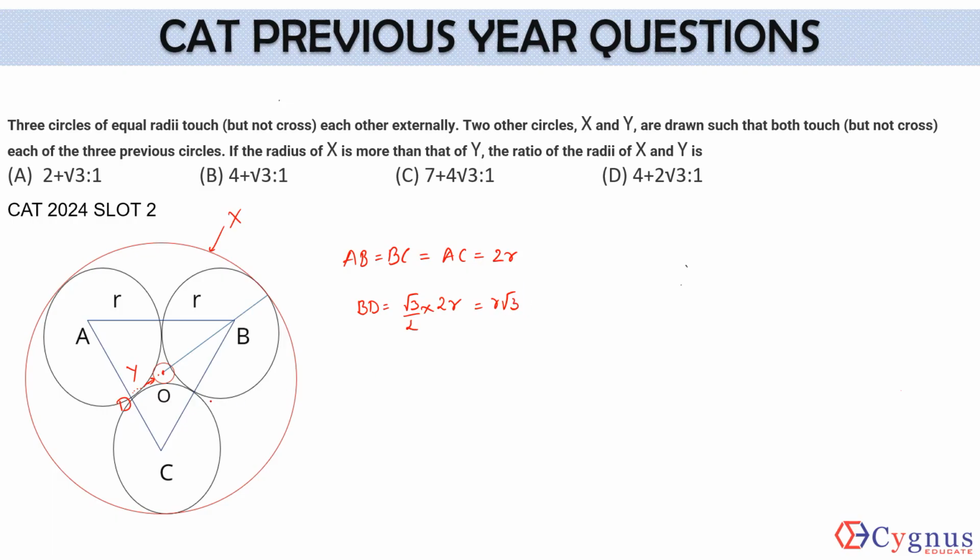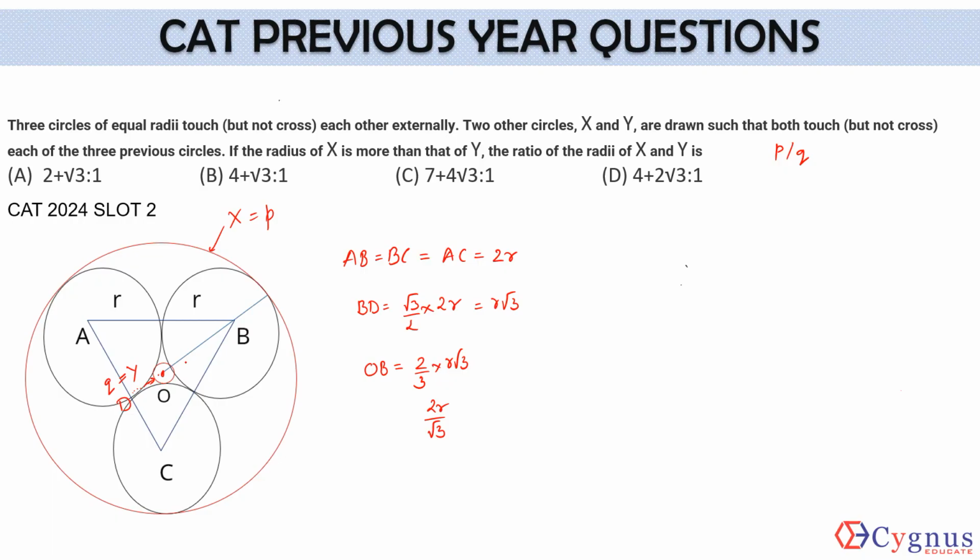Now, BD is equal to R root 3 and O is the centroid. So can we say this OB must be equal to 2/3 of R root 3? What is 2/3 of R root 3? It's 2R by root 3. Now let's assume that the radius of the bigger circle, this bigger one, is P and the radius of the smaller circle is Q. So I'm looking for P by Q here.